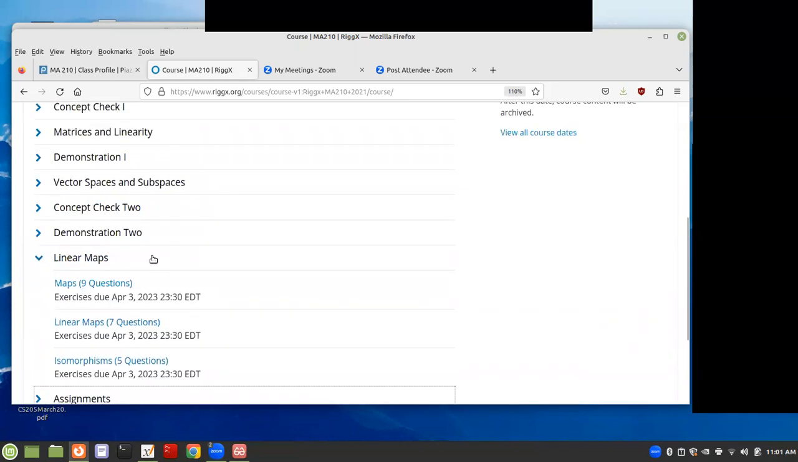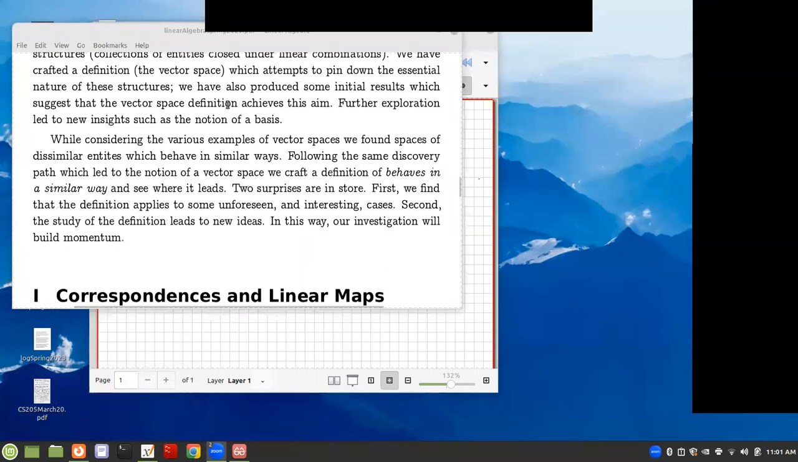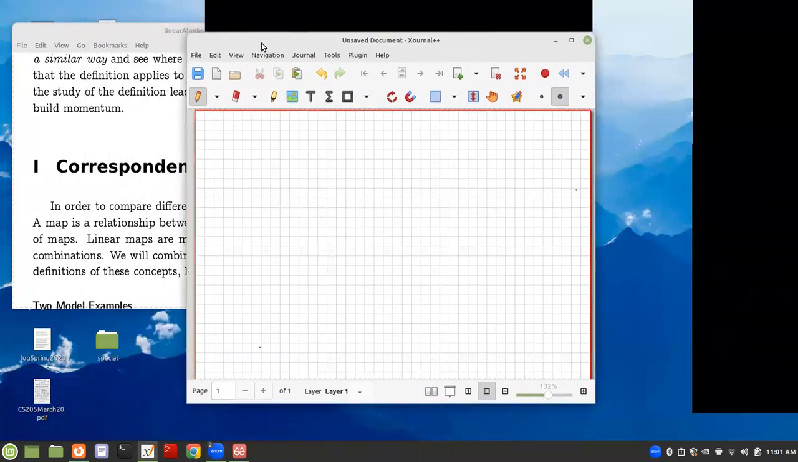And so our first topic in the course dealt with linear systems. The second one dealt with vector spaces and subspaces, linear independence, and linear maps are maps between vector spaces. So let's start with this, and it's chapter 6. The first thing we have to deal with is just reviewing or recalling or learning about ordinary maps between arbitrary sets. And then we'll deal with linear maps, which are maps between vector spaces. Okay, so we have the topic of maps.